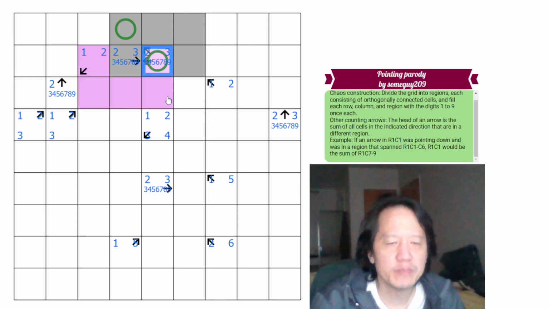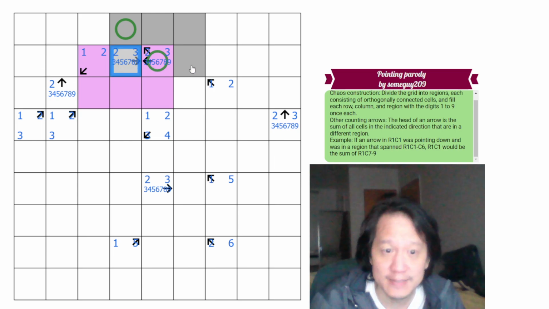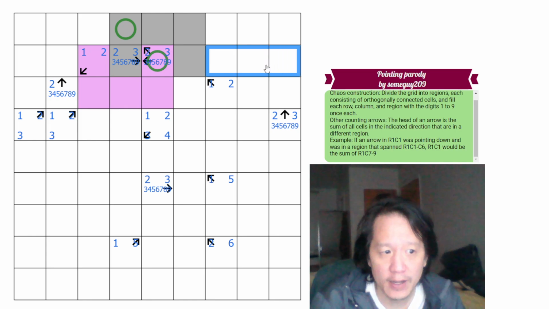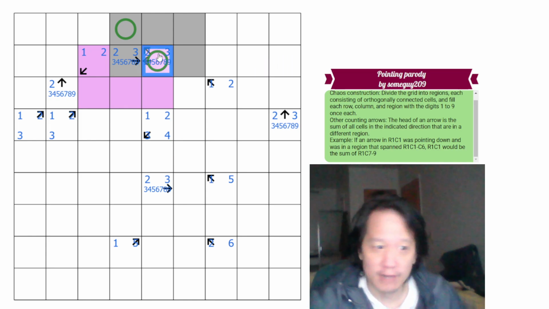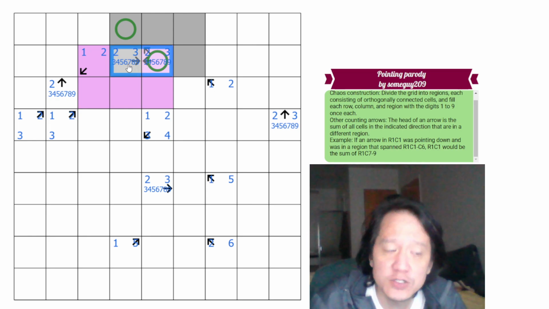What does that mean? That means this number must be the sum of this number plus another number at least. And this number must be the sum of this number and another number at least. Which technically is impossible. So therefore we know these two cells have to be the same region.